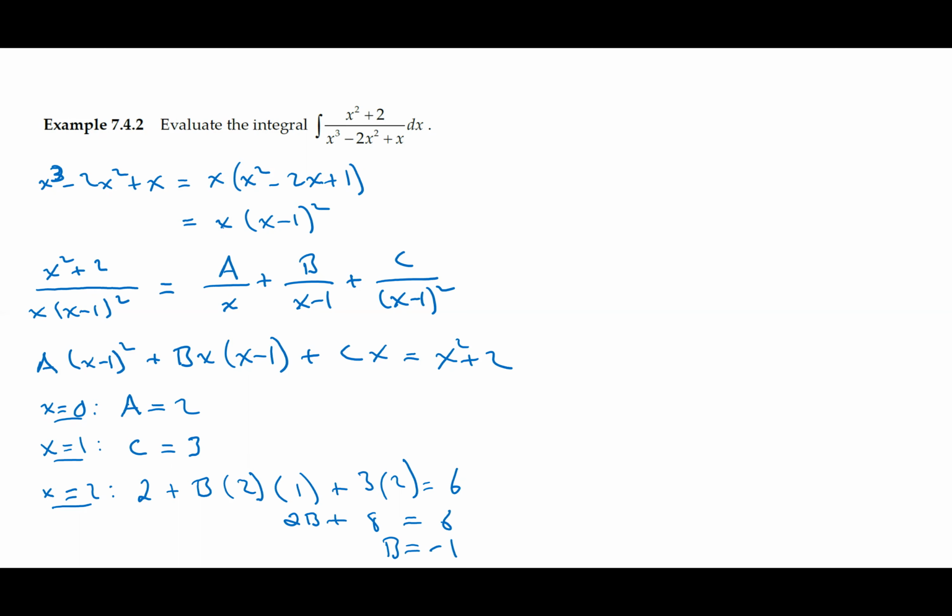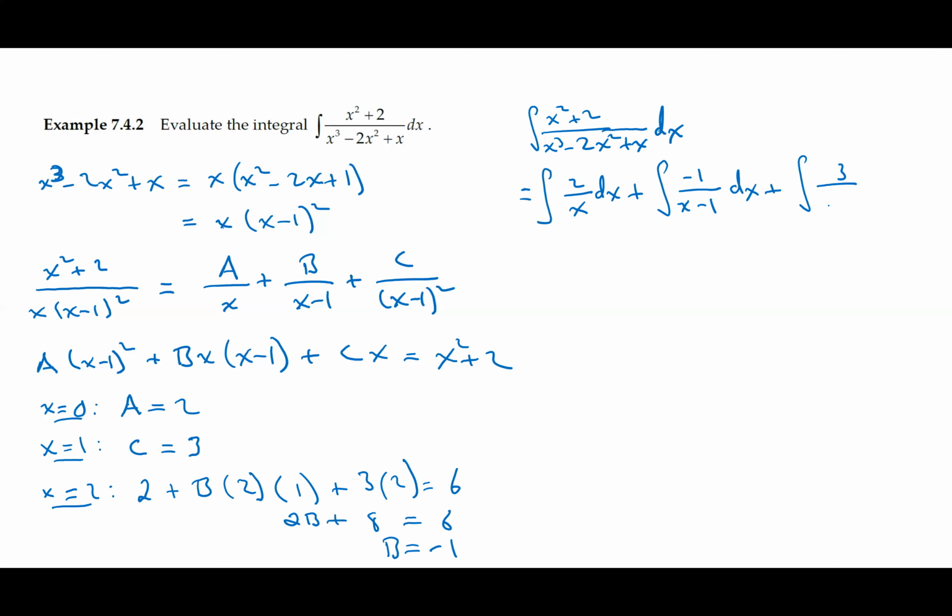Okay, and so my integral becomes, I'm going to write it down here, the integral of 2 over x dx plus, my b is negative 1, so negative 1 over x minus 1 dx, and my c is 3, so 3 over (x minus 1) squared dx, okay?